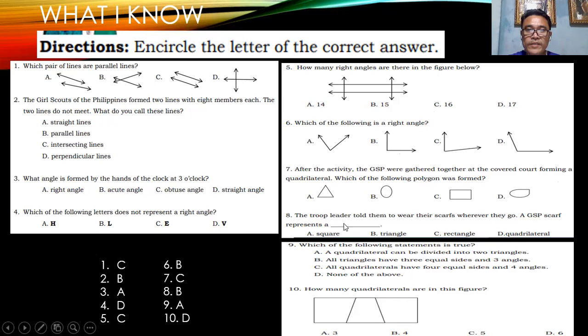Number 8, the troop leader told them to wear their scarves wherever they go. A GSP scarf represents a, and the answer is letter B, triangle. 9, which of the following statements is true? Answer is letter A. A quadrilateral can be divided into two triangles. Then number 10, how many quadrilaterals are in this figure? Well, the answer is letter D.